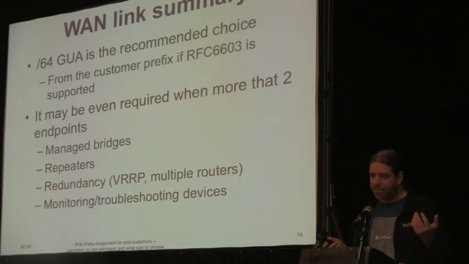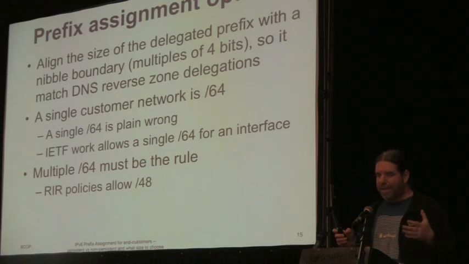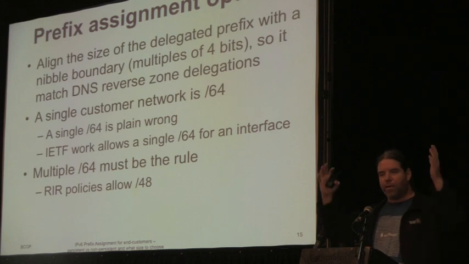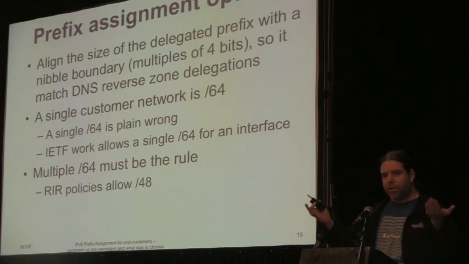That's the basic rule. Prefix assignment options. Now, please at least align the delegated prefix with a nibble boundary. It will be much easier for your routing and for your logging and for your statistics and everything. It will be much easier if you do it on a nibble boundary. And a single customer network is /64. That means you should give your users the option to create more than one network.